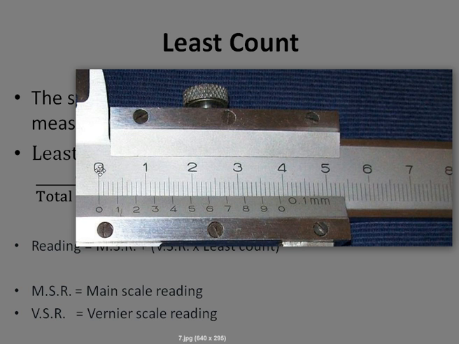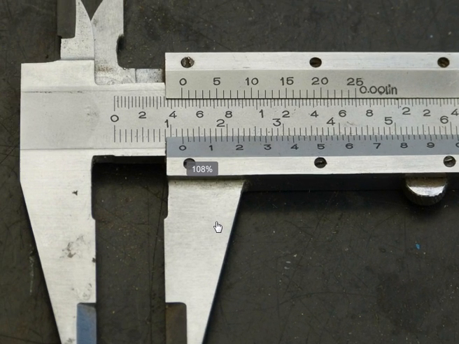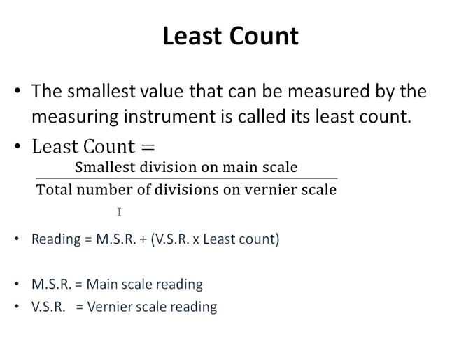Now we will take one reading of this instrument. See, this is a Vernier caliper. Now let us see how to take the reading. The formula is: reading is equal to main scale reading plus Vernier scale reading into least count. So before we take a reading on the instrument, we first look for the main scale reading, then the Vernier scale reading, and multiply the Vernier scale reading by the least count, add it to the main scale reading, and we will get the final reading.